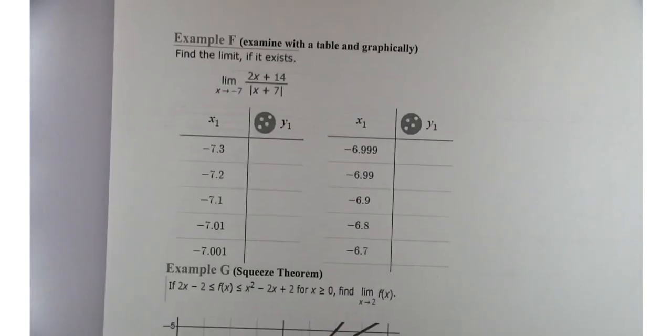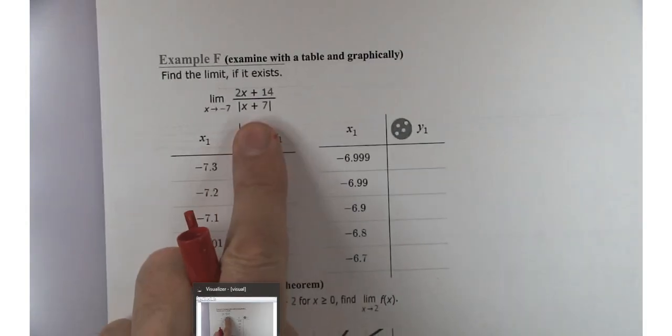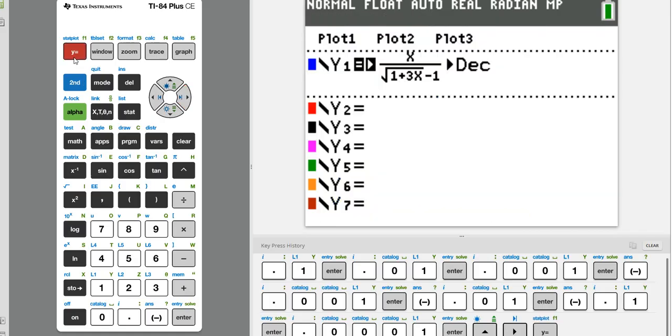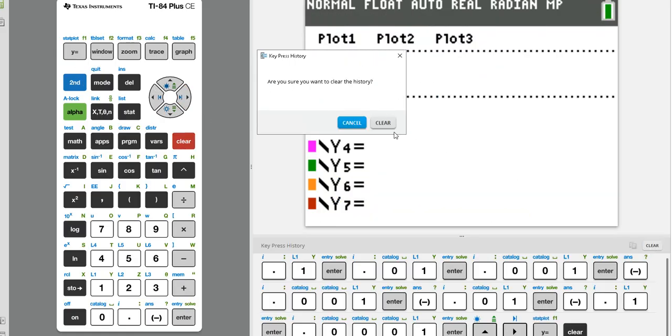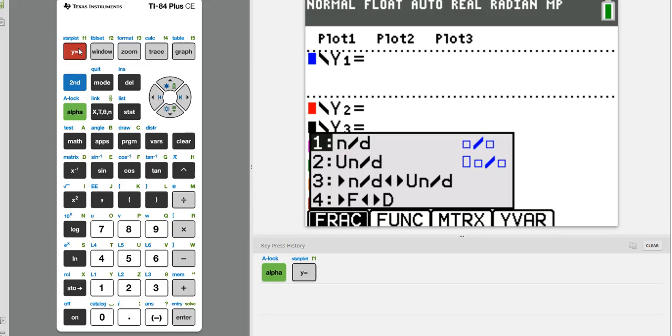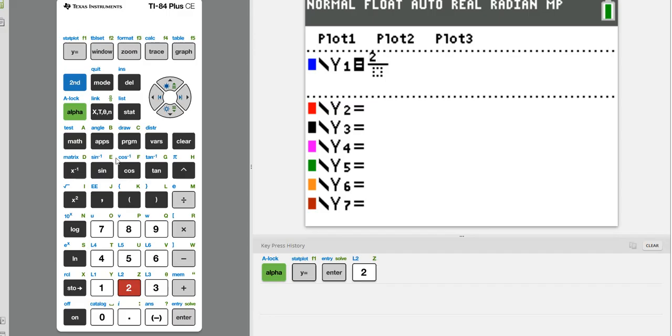So what I'm going to do is start by putting this into my graphing calculator. Let's clear out a bunch of stuff here. I'm going to hit the alpha key and then the y equals key. Now, if you don't have a TI-84, this won't be available to you. If you have an older TI-83, then yeah, bummer. But it is available to me here, so I'm going to use it. 2x plus 14.